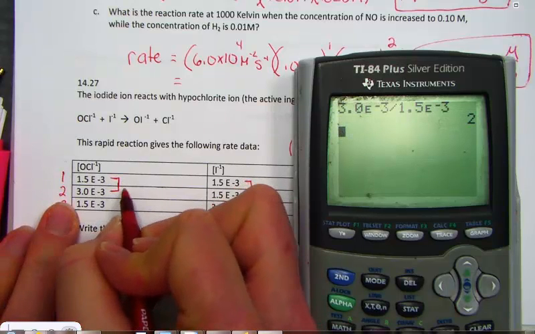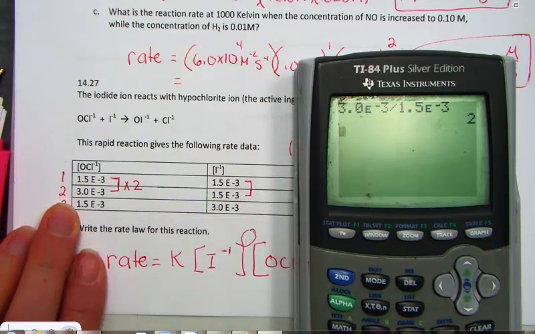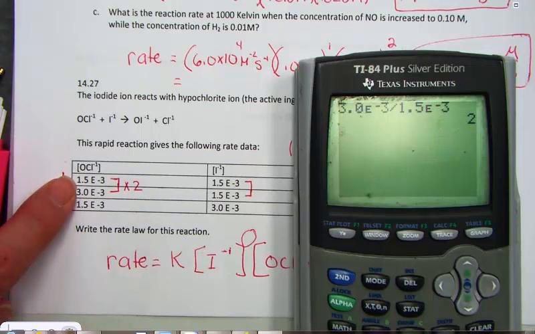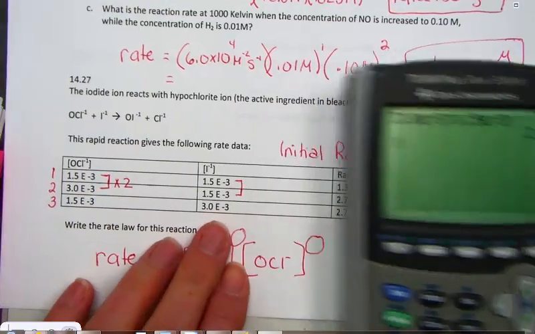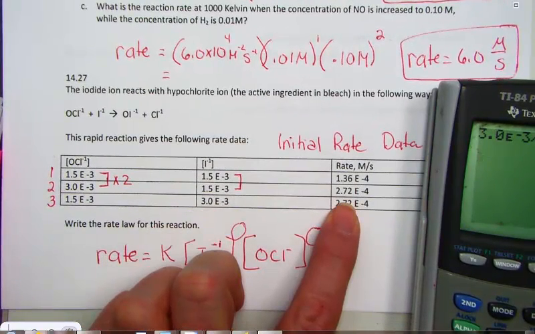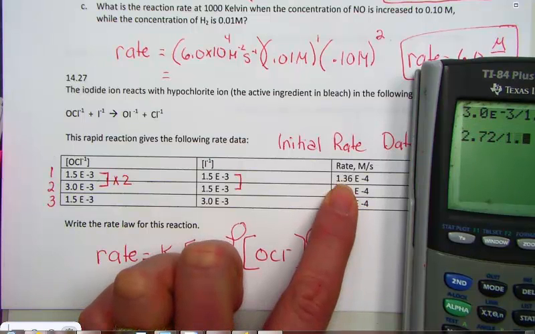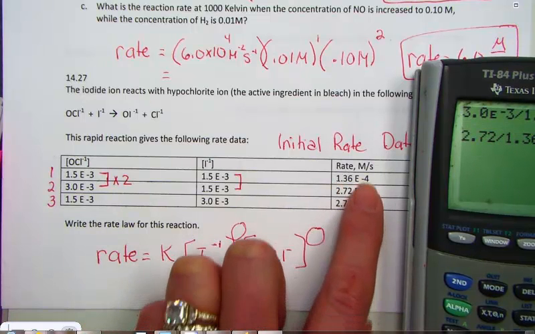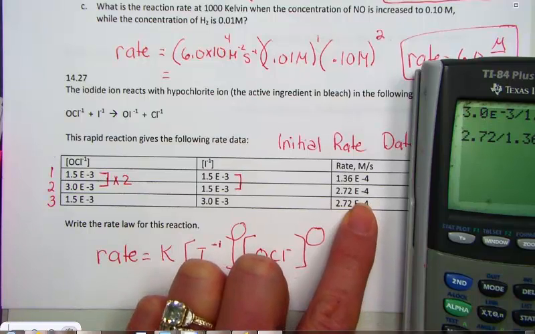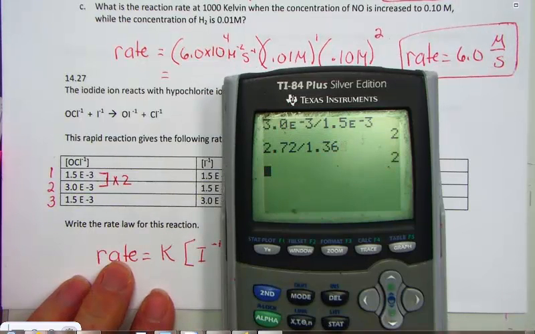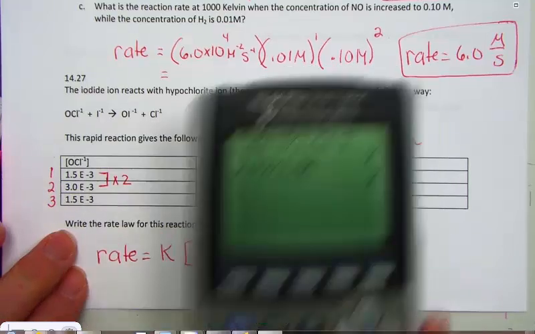Moving from trial 1 to trial 2 doubled the concentration, and you could see that easily. 1.5 to 3 is indeed doubling. What happened to the overall rate? Well, the larger 2.72 divided by 1.36, notice I'm just dropping the E negative 4 because that really is the same factor. And look what happened. It is directly 2.